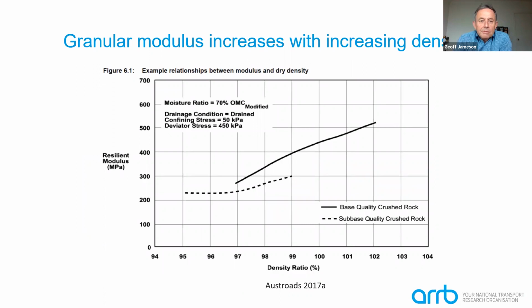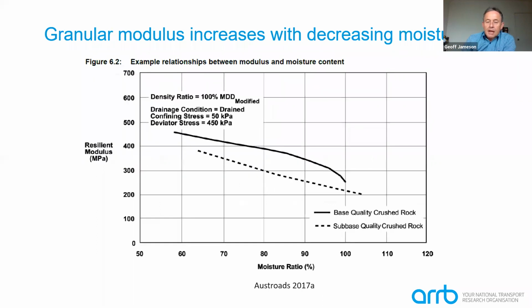In the guide, we give an example of how the modulus might vary with the density, and you can see a few percent change in the density can make a significant difference to the modulus that you would use in design. And also how the modulus reduces at higher moisture content. We provide some advice there about the significance of moisture content in coming up with your design modulus.